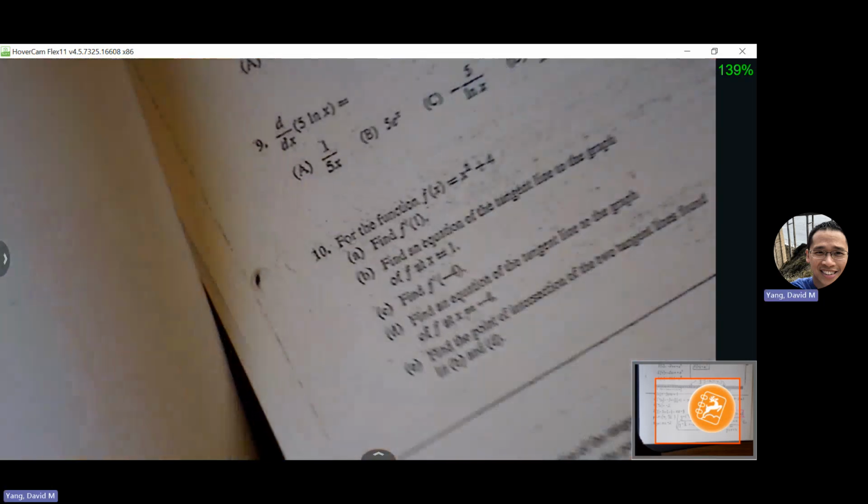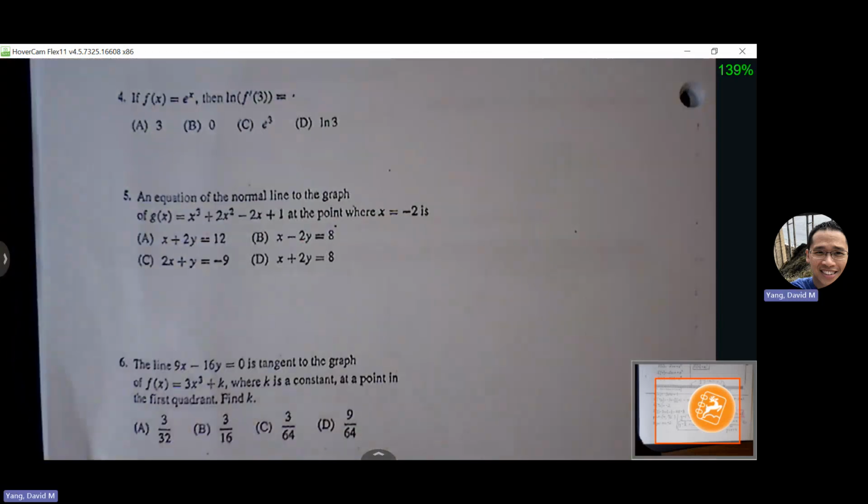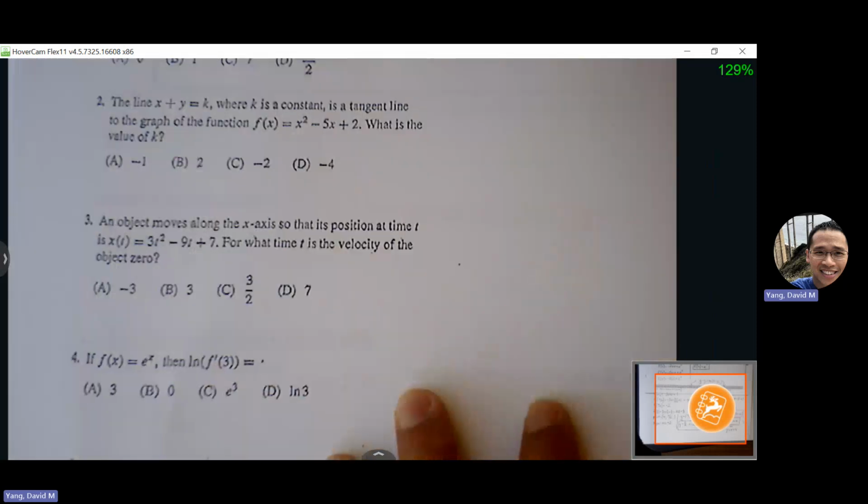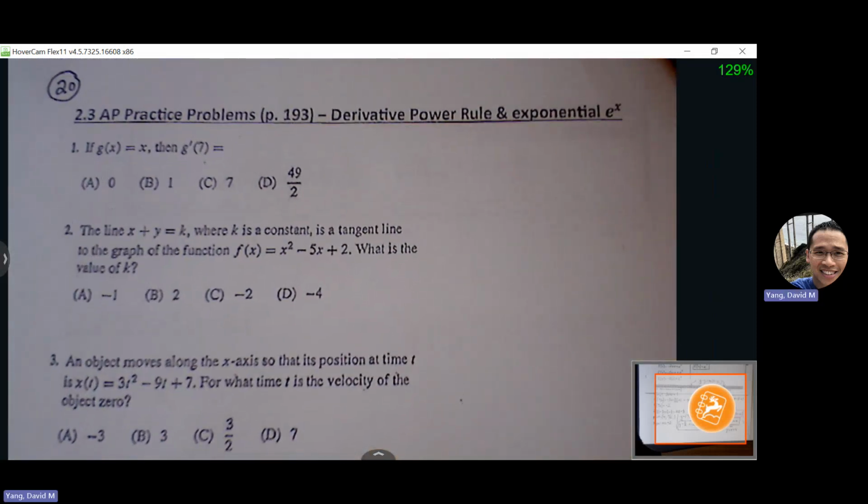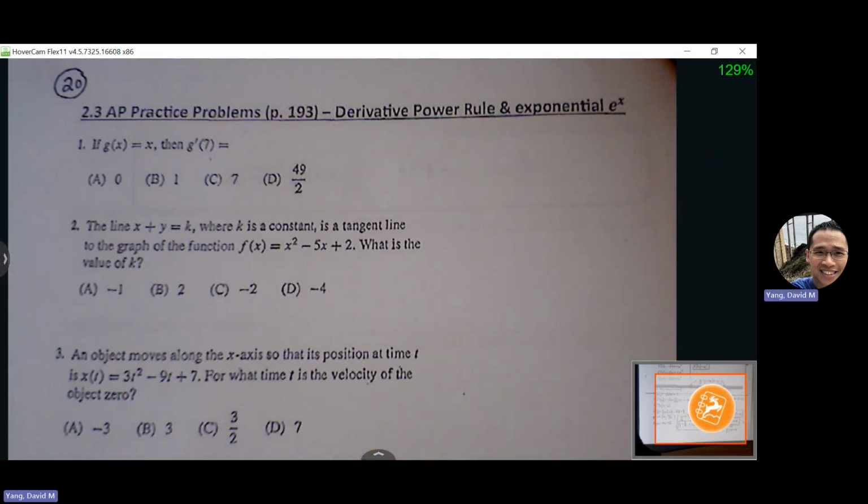Okay, any questions? Okay, I'd like for us to start on page 20. It's part of your homework, but I want us to try this, and then I will go through each problem with you, but I want you guys to try these first. Okay, so let's start with page 20, number 1. Good.